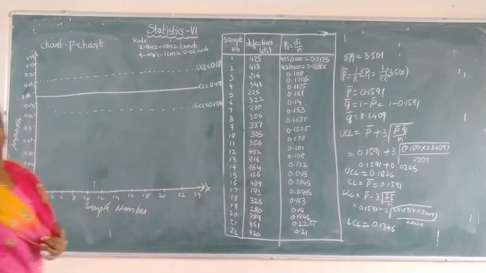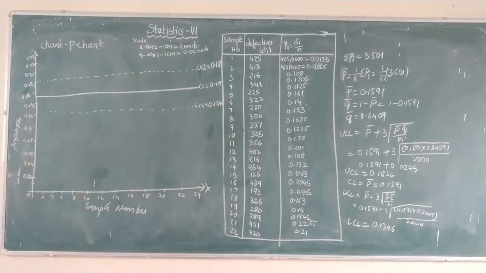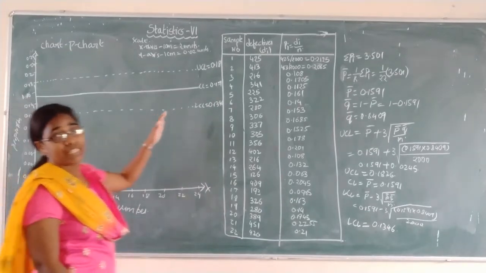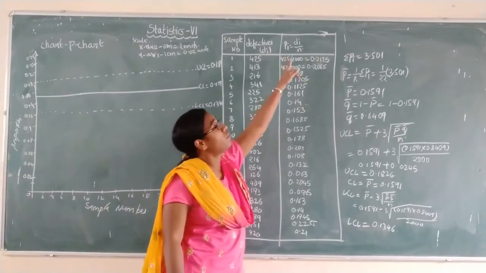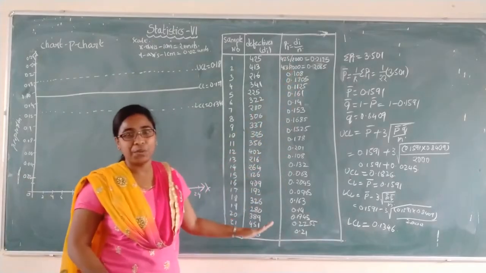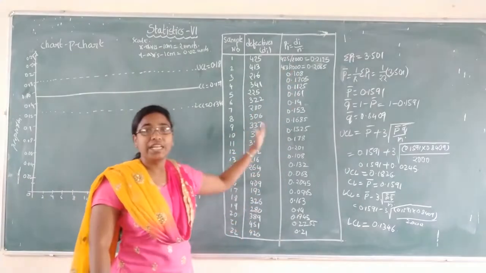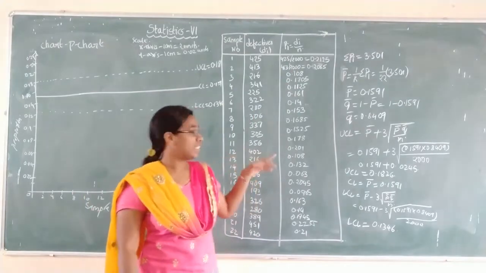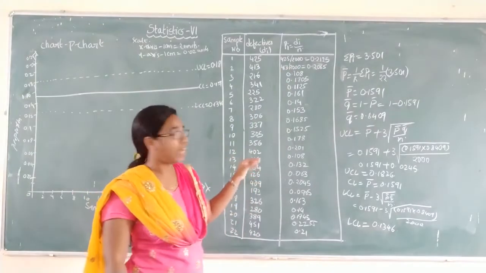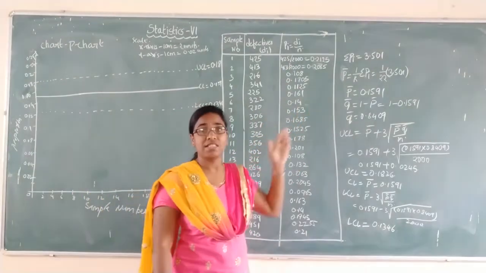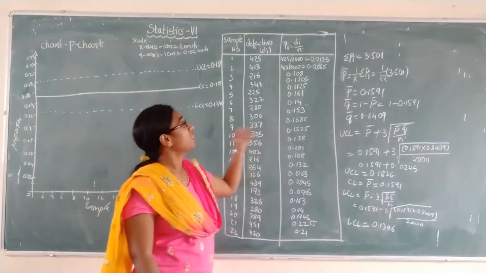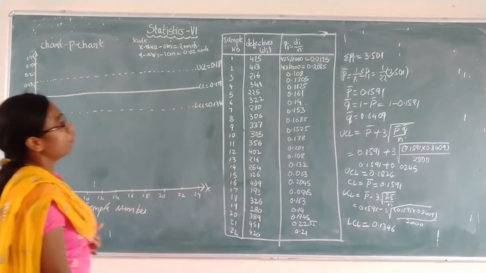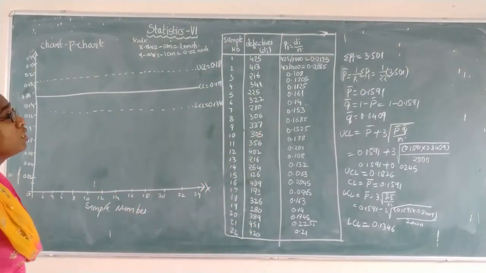So after drawing the UCL, CL and LCL values, next we will be plotting the points. This is a P chart, so you have to plot the points of Pi only. Don't consider the Di values. These Di values are only used to find the proportions, that is, the Pi values.